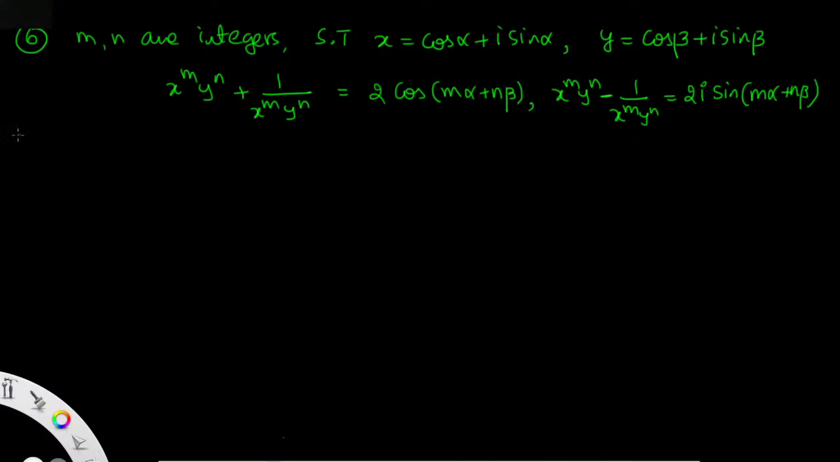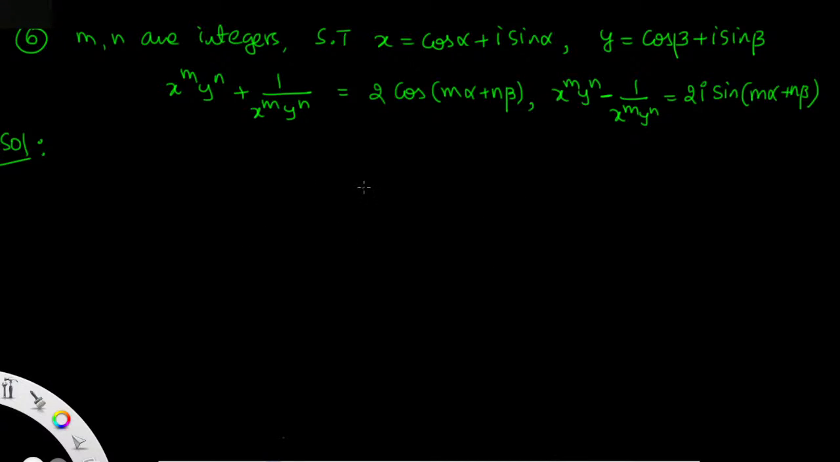Very easy question. x is given, y is given, with the power raised to m, so that means cos mα + i sin mα. Just think: y^n is given, that is cos nβ + i sin nβ. Why? Because it is in the form of De Moivre, so join the power with its argument. So this is cis mα, this is cis nβ. Now multiply x^m y^n, nothing but cis(mα + nβ). And similarly 1/(x^m y^n): in between, the plus has to be written as its conjugate, minus. Then add the terms.